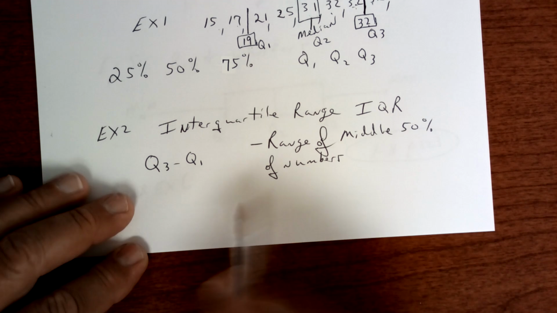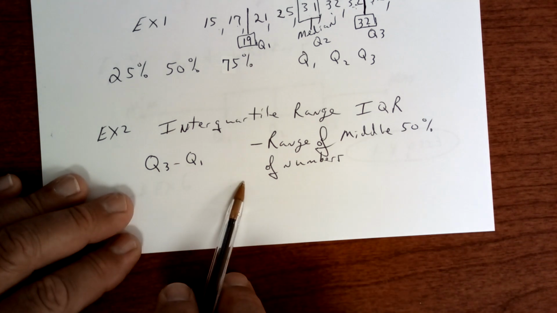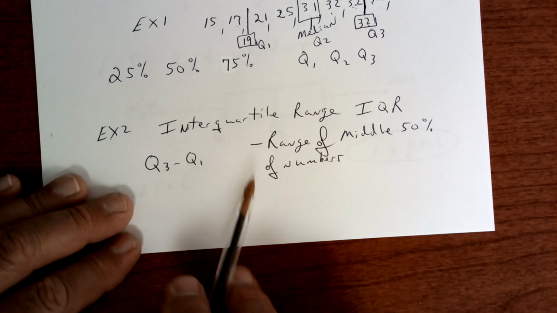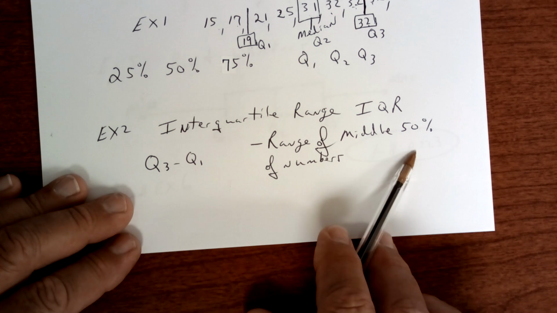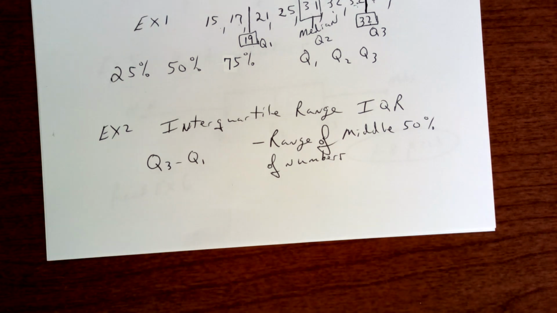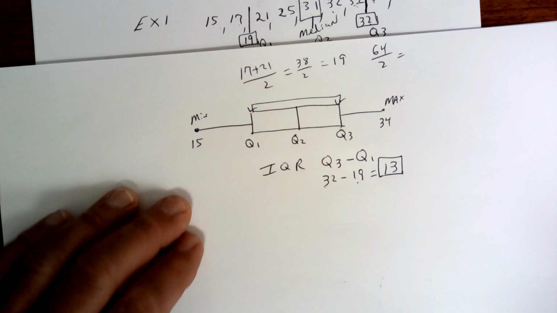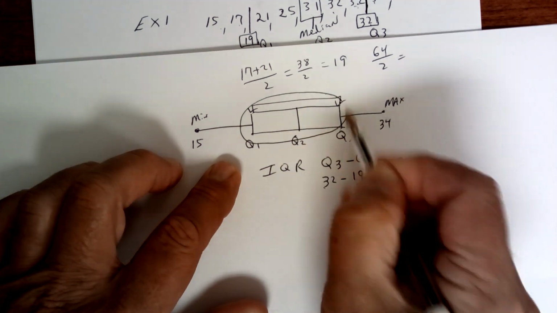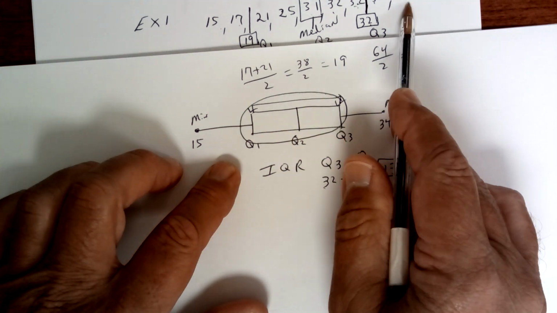So copy this down. The interquartile range is the middle 50% of the numbers. So from here to here is 50% of these numbers. Make sure you know that. All right, let's go on. Page 2.